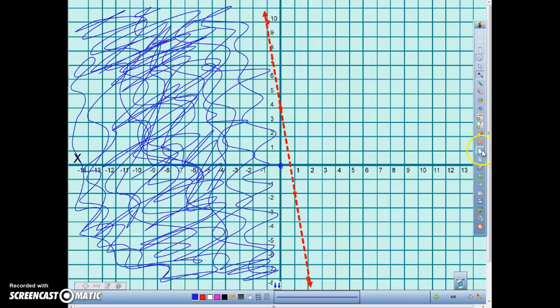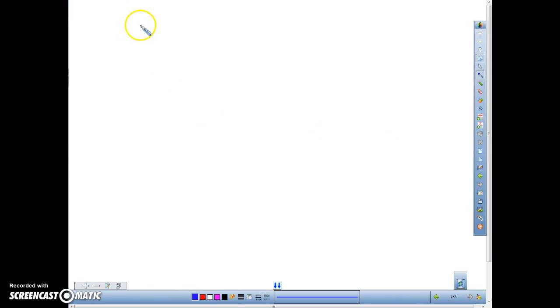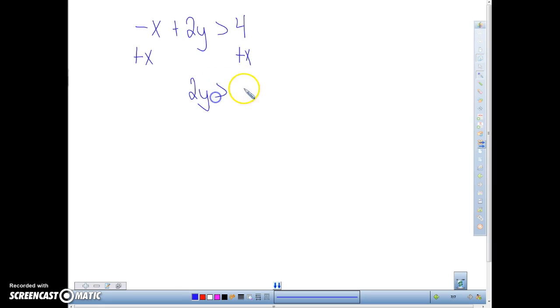Okay, let's do one more linear. So it says graph negative x plus 2y is greater than 4. Again, you've got to put that in slope-intercept form. So we're going to add the x. So 2y is greater than x plus 4. Divide by 2. And so y is greater than 1/2 x plus 2.